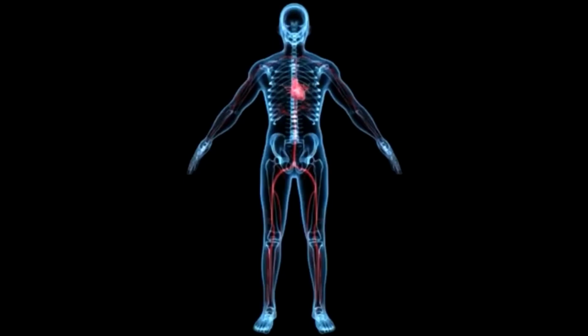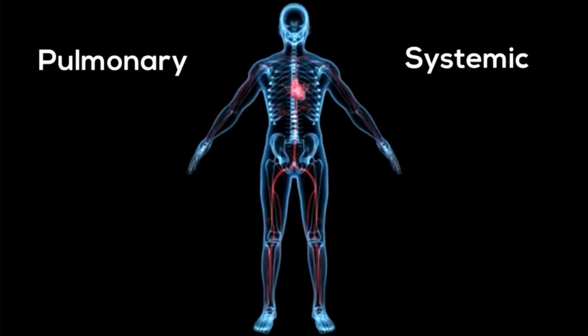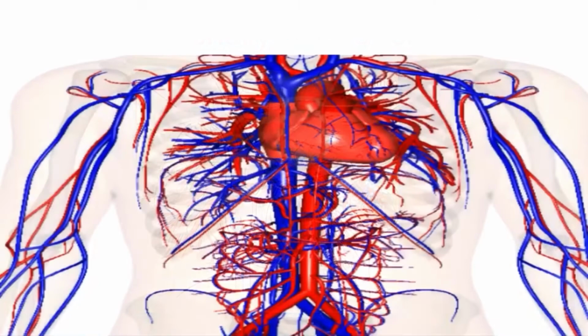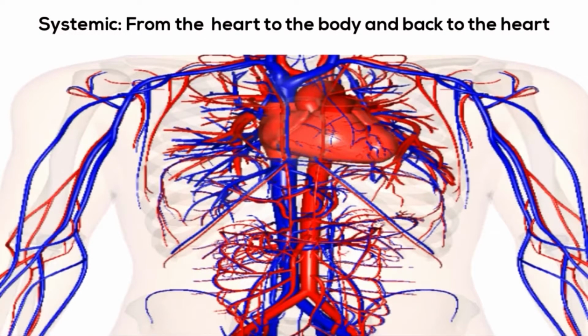The circulatory system has two main types of circulation: the pulmonary circulation and the systemic circulation. Pulmonary circulation travels from the heart to the lungs, where your blood picks up oxygen, and then back to the heart. Systemic circulation is from the heart to the rest of the body.